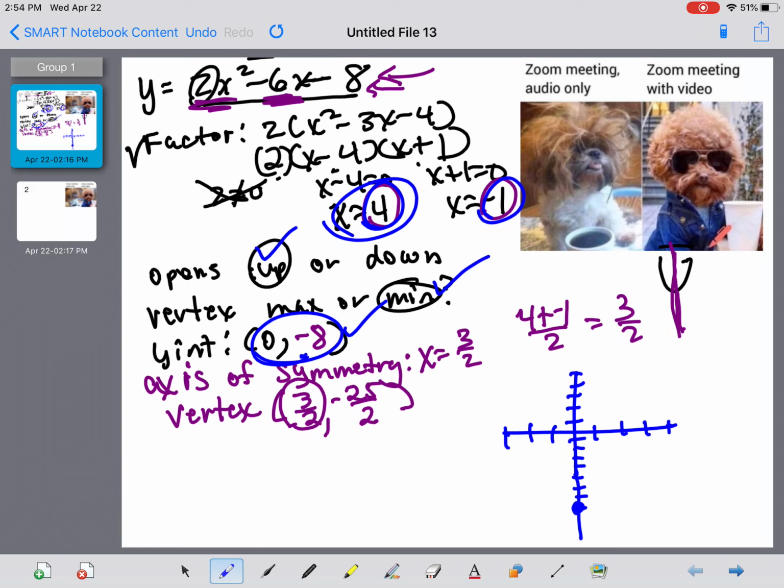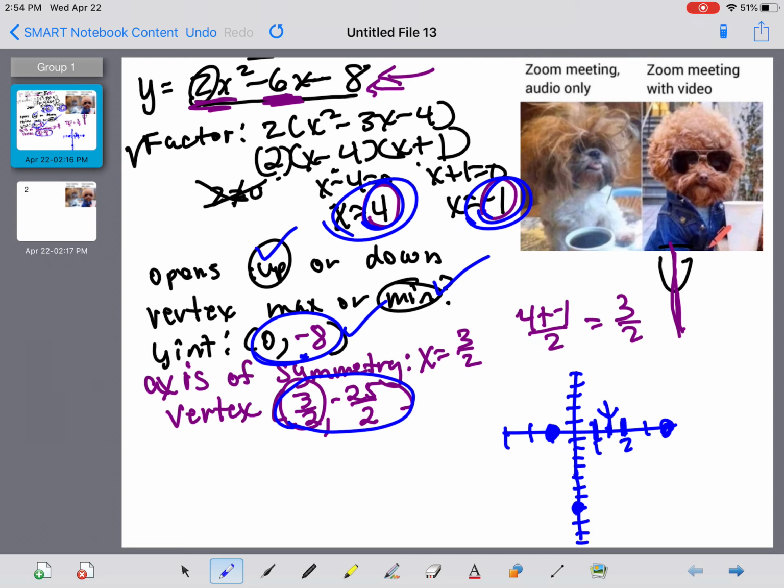My x-intercepts are 4 and -1. My vertex is 3/2. That's 1.5, and I've got to go down 12.5 from right here. All right, so this is 1, this is 2, this is 1.5, and I'm going to go down. This was 8, 9, 10, 11.